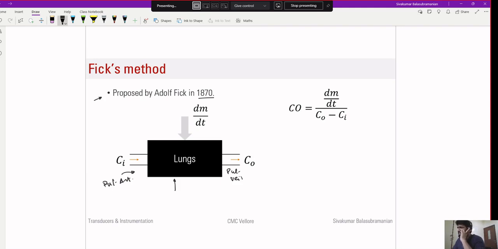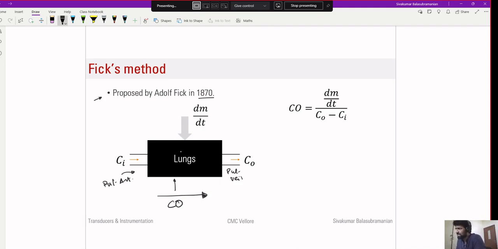So Fick's idea was like this. Let's assume there is a constant flow of blood through the lungs. There is some constant flow rate, an average constant flow rate, that's established in the lungs. And there is some exchange of material happening here.